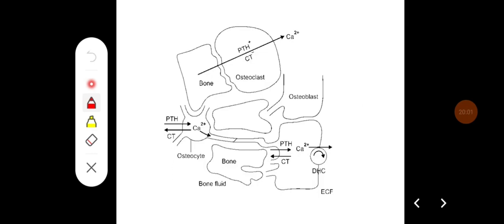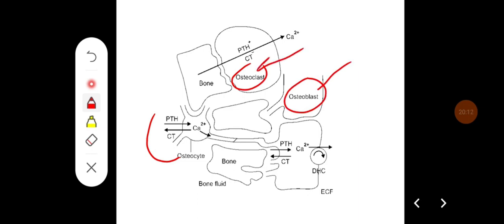So this diagram shows different cells like osteocytes, osteoclasts and osteoblasts. Osteoblasts are bone forming cells and osteoclasts are bone dissolving cells, which are going to increase the calcium levels, and osteocytes are the bone cells which, through the canalicular system, help in contact between different cells and also with the other osteocytes.